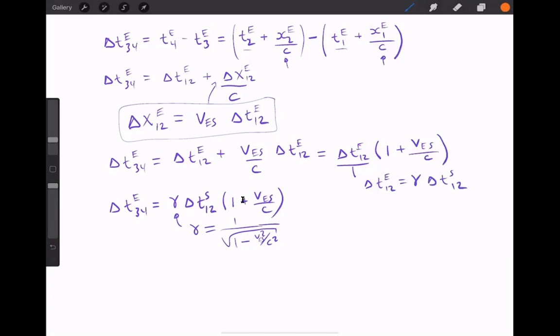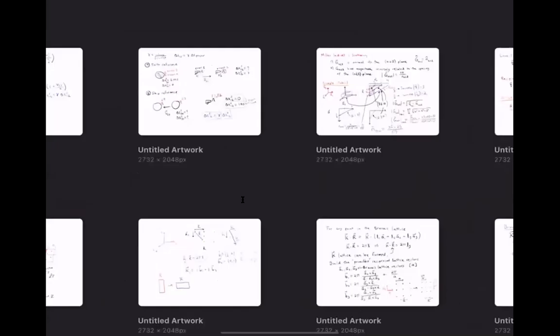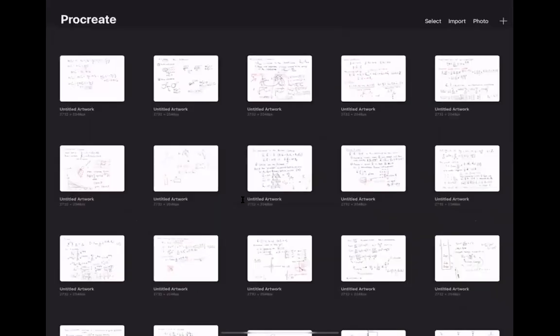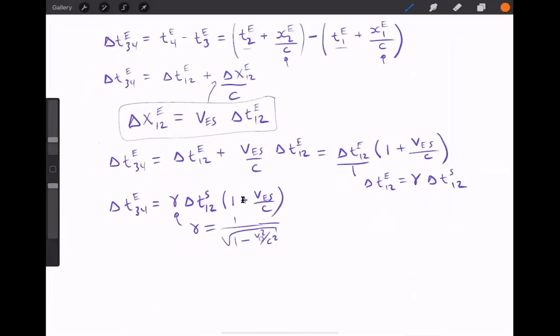We're looking at the time interval on Earth between events 3 and 4. Time interval on Earth between events 3 and 4. We know that one. And you know this one. You know this one, right? So now you can solve for this velocity. That's your only unknown, and you have one equation. You just have to do a little bit of algebra. Questions?